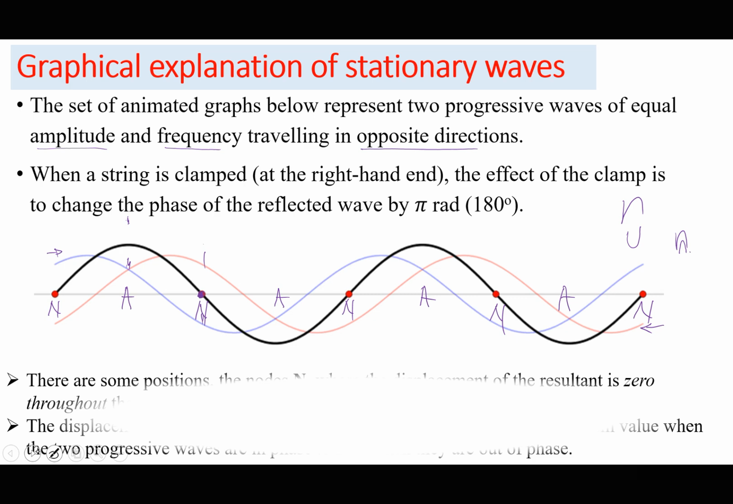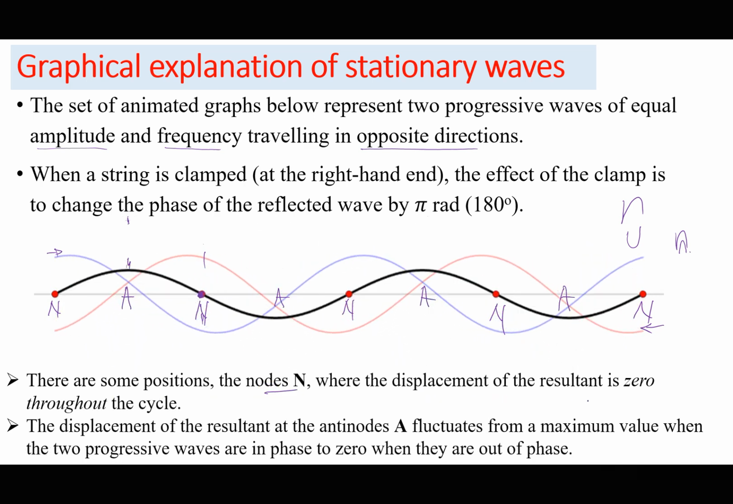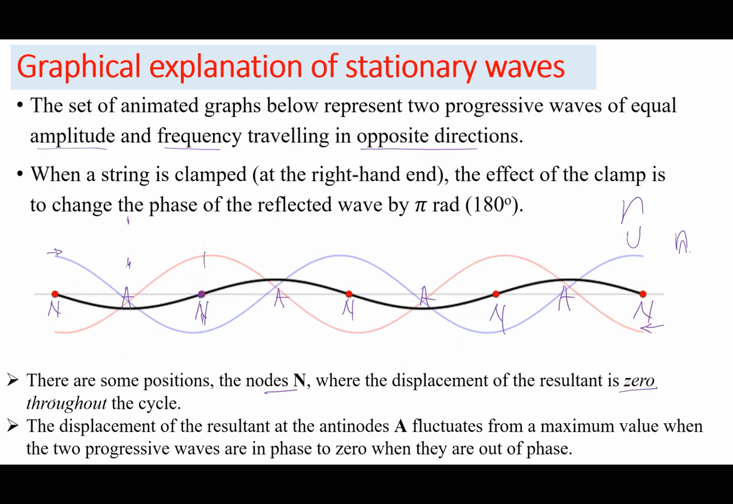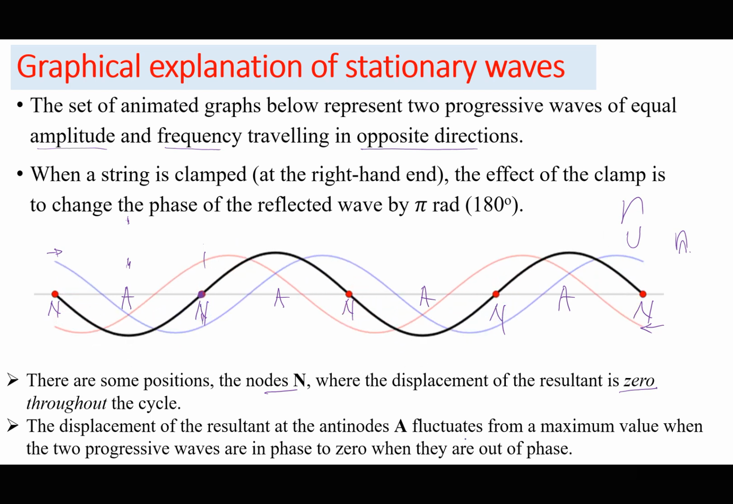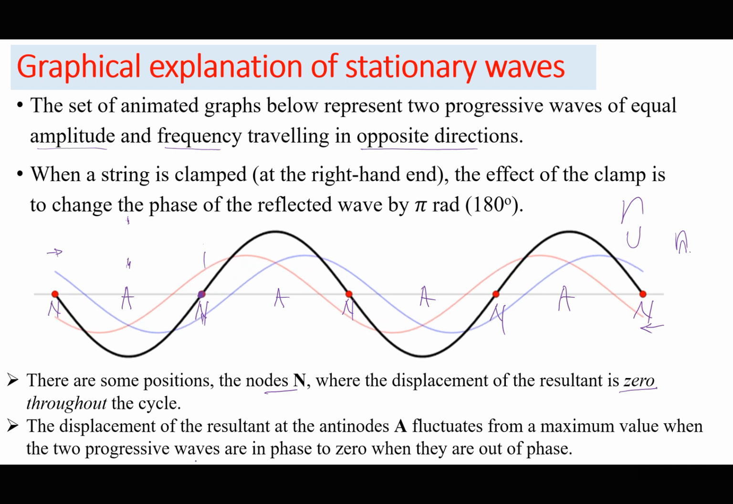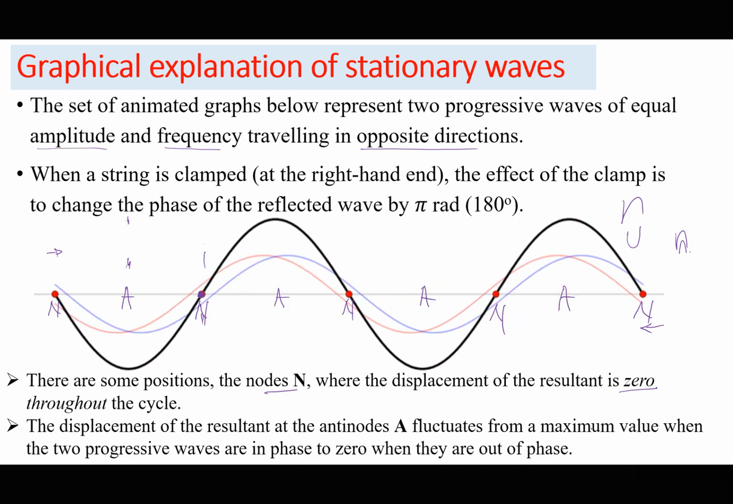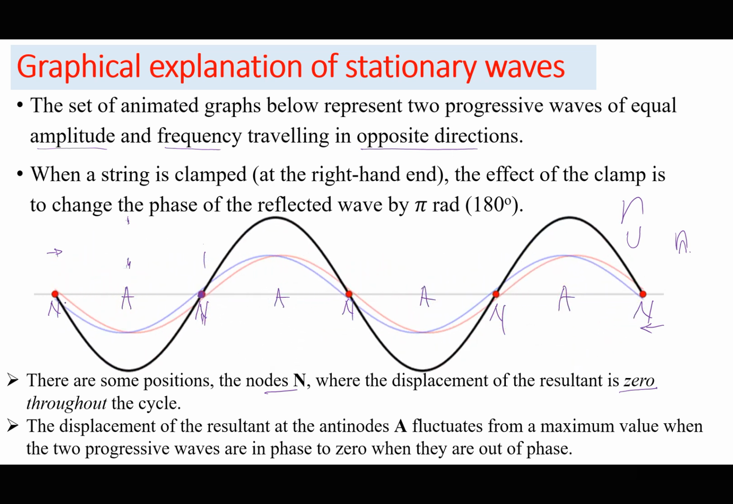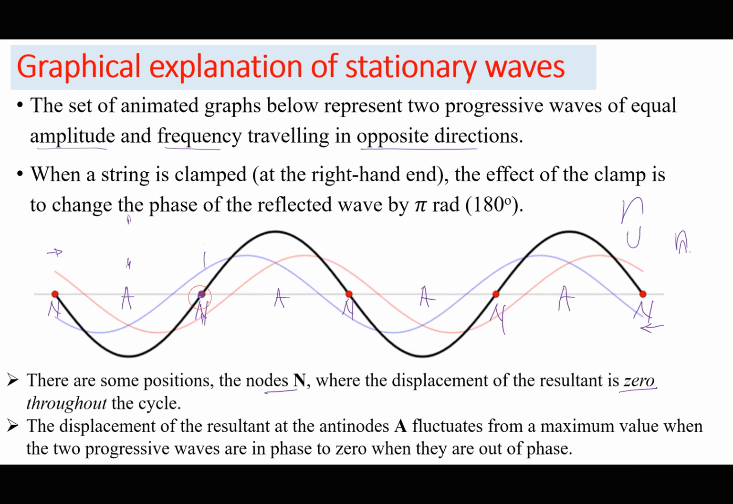There are some positions, the nodes, where the displacement of the resultant is zero throughout the cycle. That is where I have written n. The displacement of the resultant at the antinodes fluctuates from a maximum value when the two progressive waves are in phase to zero when they are out of phase. So you notice that somewhere here it becomes zero at the nodes, and then it increases to a maximum, then it decreases to zero, and so on and so forth.